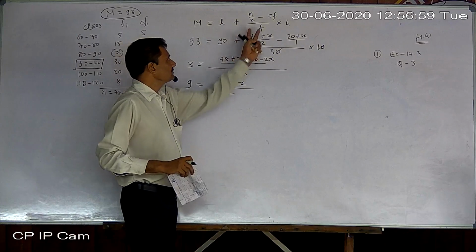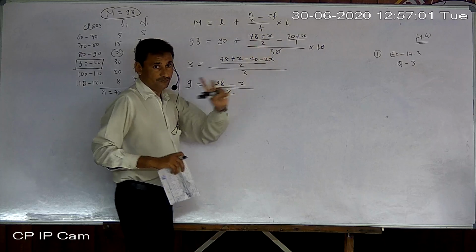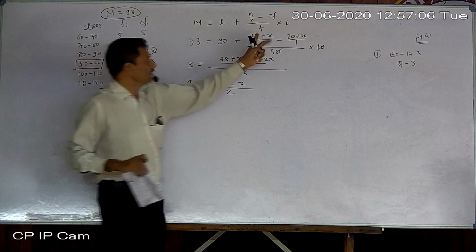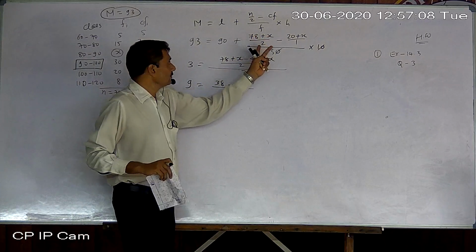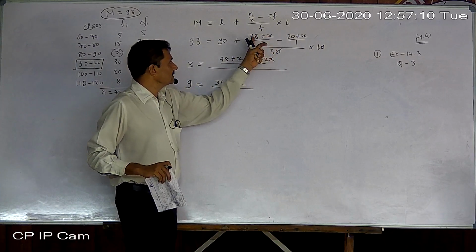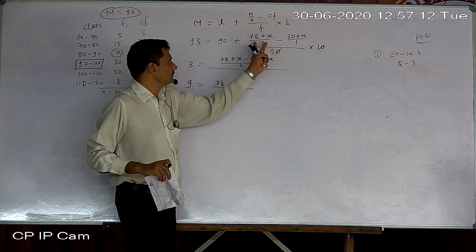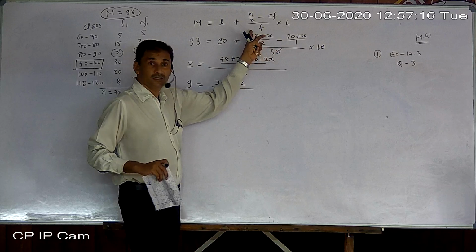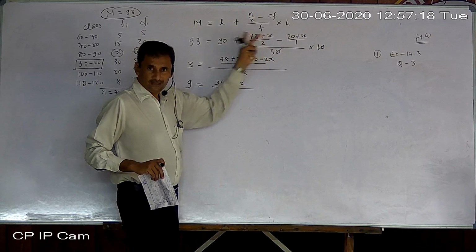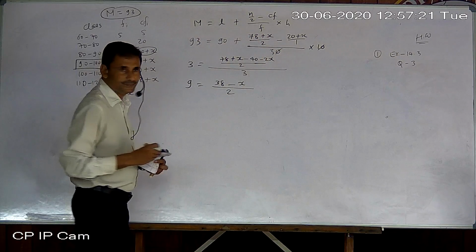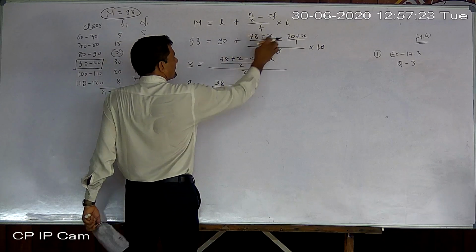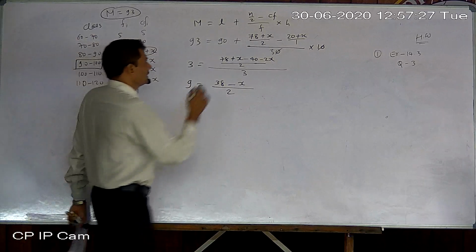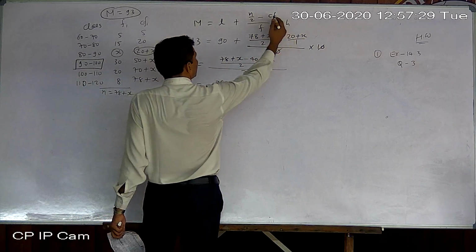All values are placed, but n is unknown. Whenever one frequency is missing, n will not be given, so n will be this type of unknown only. Now this is not divisible by 2. Why? This is even, but x is not even. So we cannot cancel here 2 into 39, 78. Why? I already told you, because it is a bracket. Inside of a bracket cannot be cancelled by an outer number. So it remains the same only.